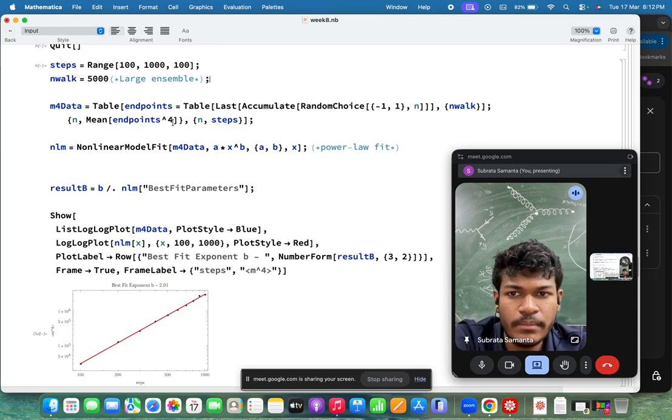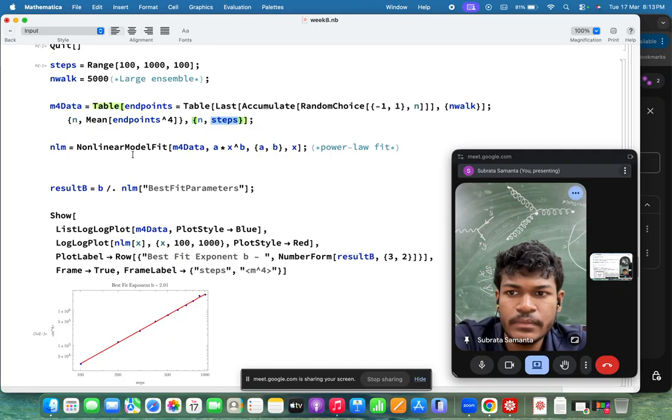Then I calculate the mean of these end points, where n goes through the steps, basically 100 to 1000 with a gap of 100. So this is basically a list, and for these values of n from this list, I calculate this mean. So the table has n, the time slices, and the mean of m to the power 4 at these time slices. I make a table for that.